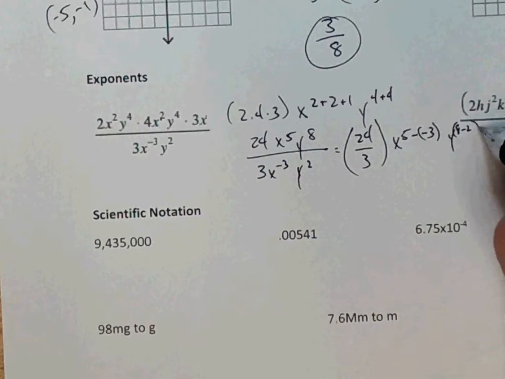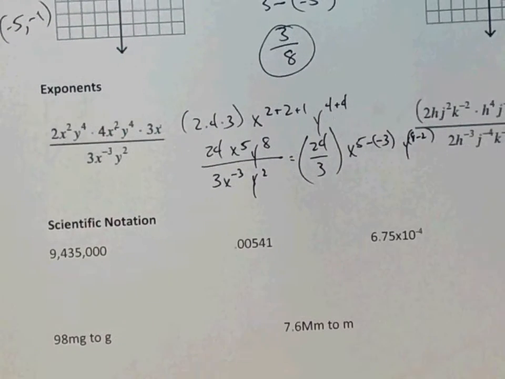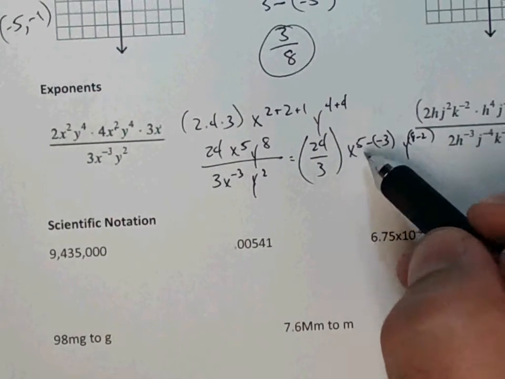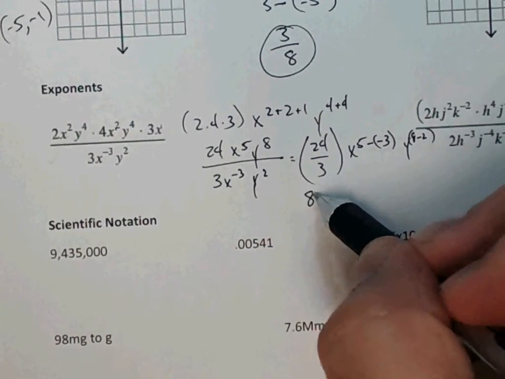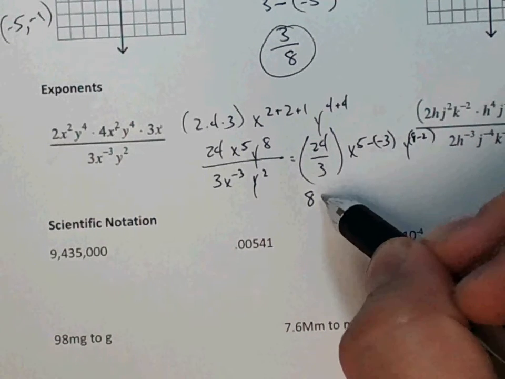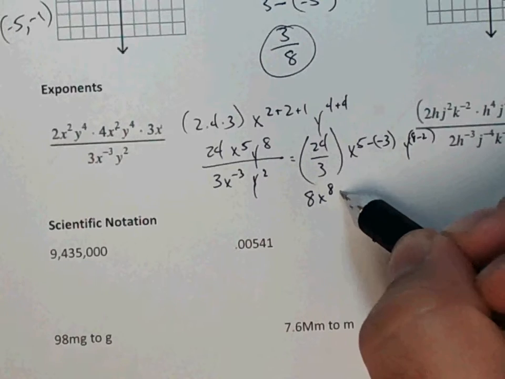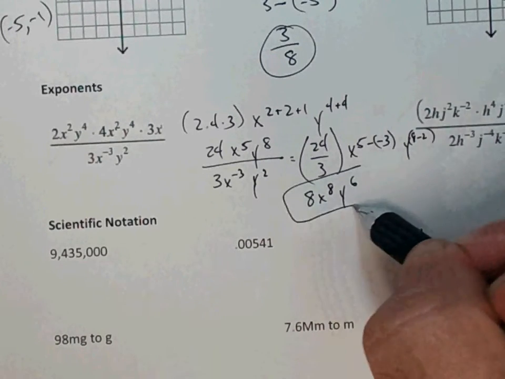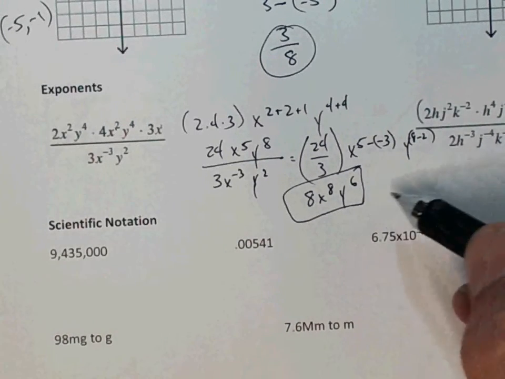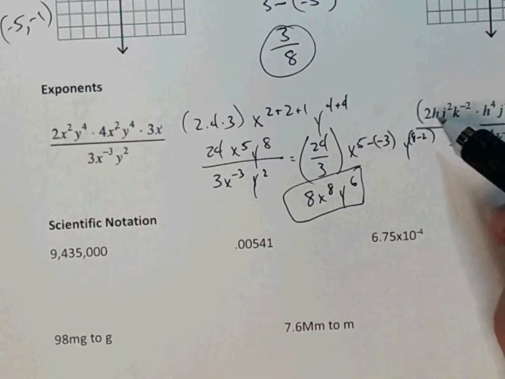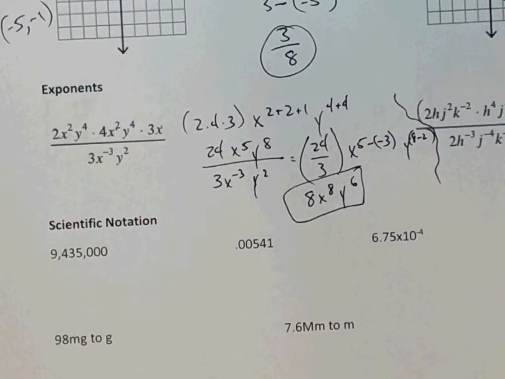Oops, blending into the next problem over here. Okay, so when we do this, 24 divided by 3 is 8. 5 minus a negative 3, so x to the 8th. y, 8 minus 2 is 6. And so our final answer is 8x to the 8th, y to the 6th. Sorry, we kind of blended there.